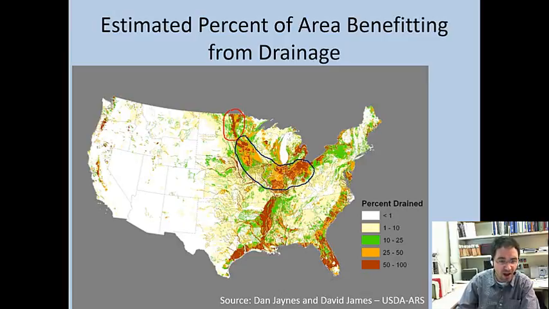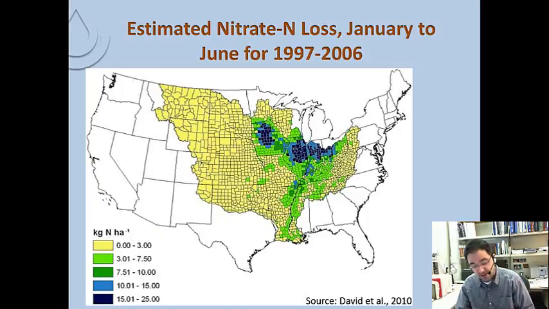But when you combine that extensive subsurface drainage network with intensive crop production, what we see is high nitrate loss from those areas. As we're looking at nitrate, the primary loss mechanism for nitrate is water moving through the soil profile and then intercepted by a tile line and then short-circuited right to the stream. And so this is a map of estimated nitrate-nitrogen loss January to June for 1997 to 2006. This is information summarized by Dr. Mark David from the University of Illinois.